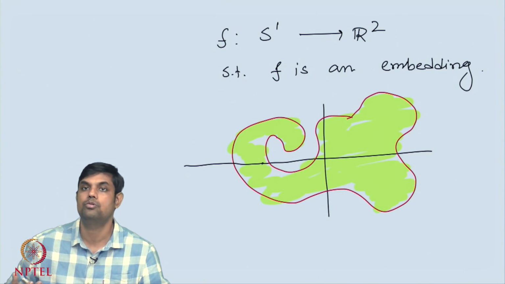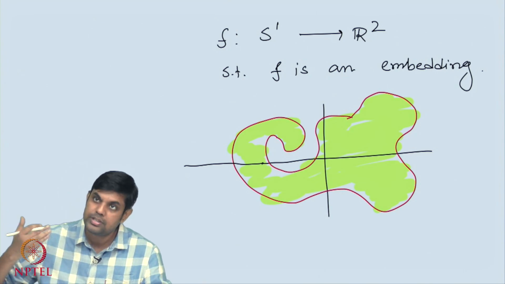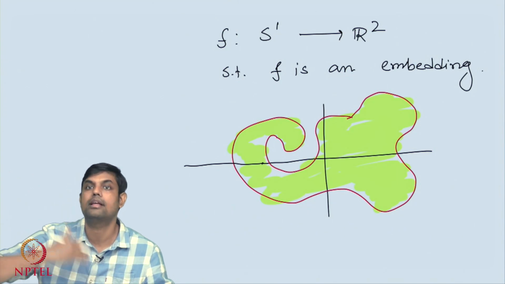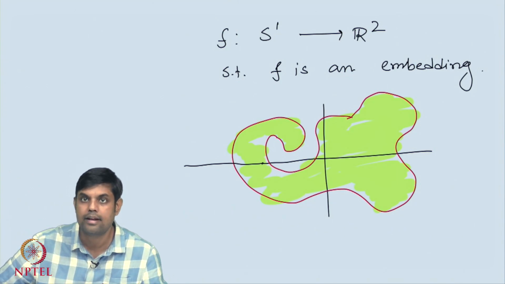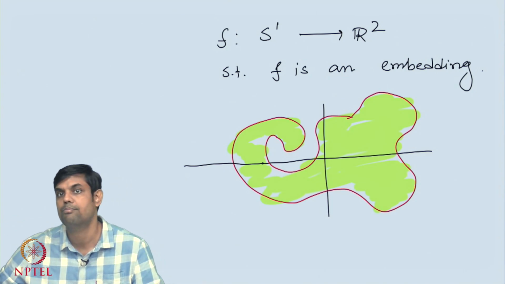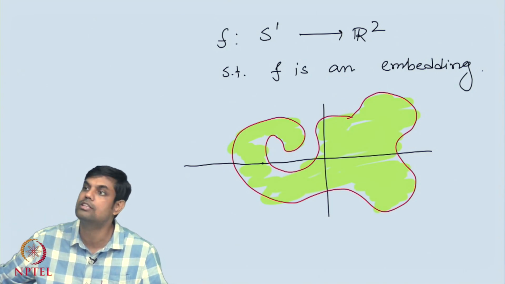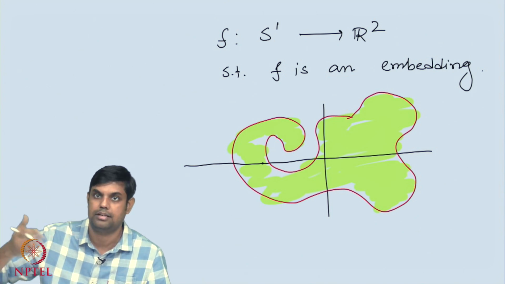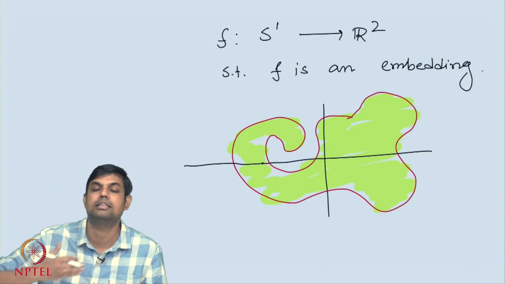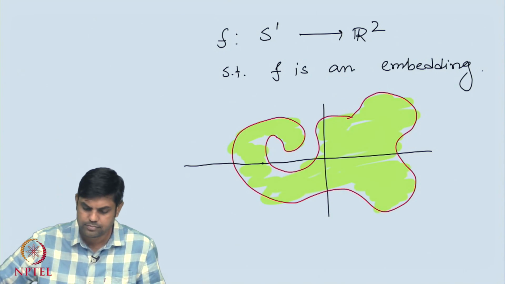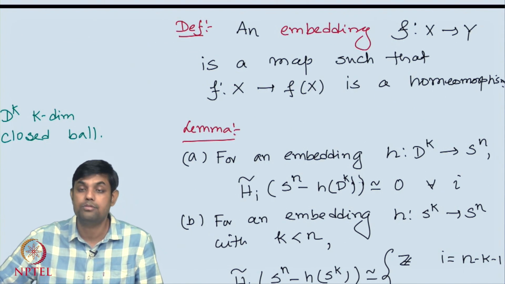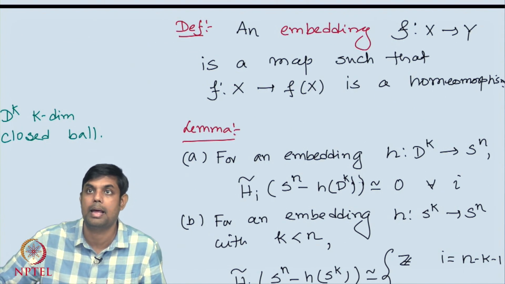What we are going to prove is that if I have any embedding of a sphere, of any dimension, S^n in R^n, then we will actually have a separation, we will have two components. In particular, we are going to prove that the reduced zeroth homology is isomorphic to Z, which means that it has two connected components. Before going into that, let me first define what an embedding is.